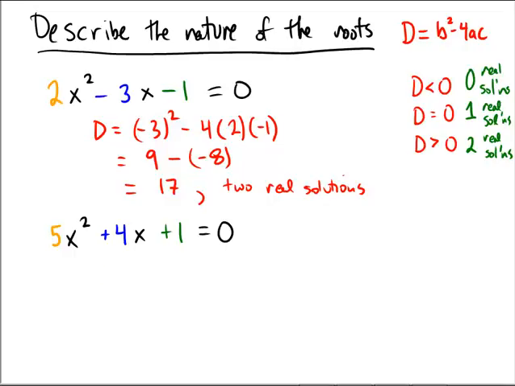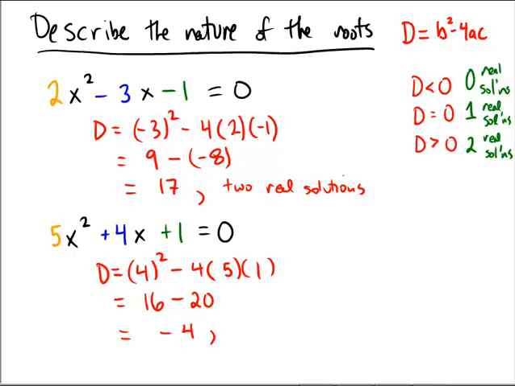For the next example, let's do the same thing. B squared, b is the number in front of x, so we get 4 squared minus 4 times a times c. So b squared minus 4 times a times c. 4 squared is 16. 4 times 5 times 1 is 20. And what's 16 minus 20 but negative 4? So negative 4 is less than 0.